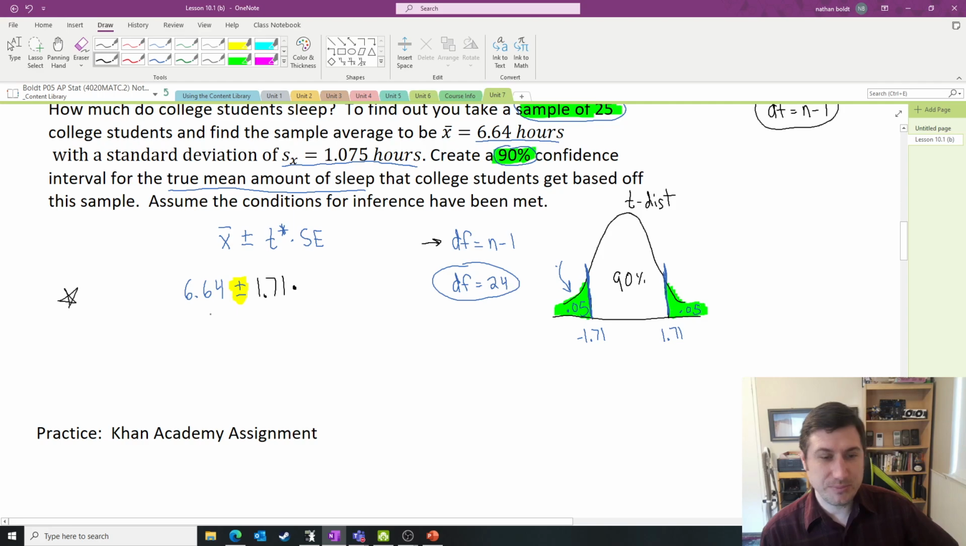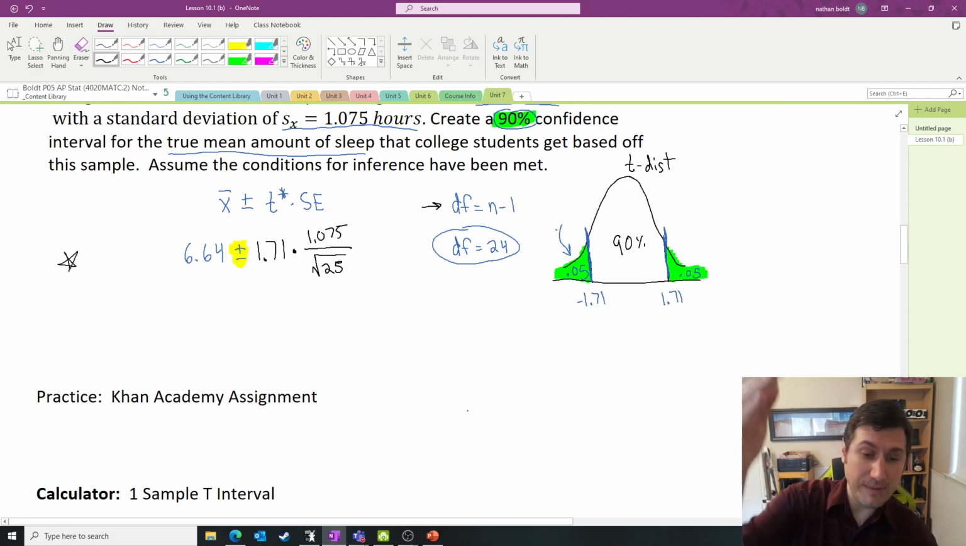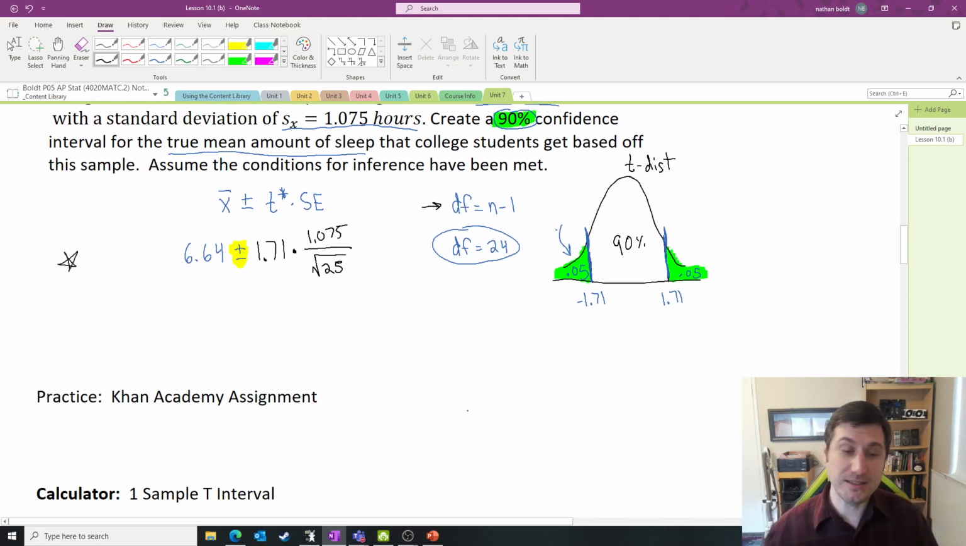So we have x bar 6.64 plus or minus 1.71 times the standard error. So the standard error is the standard deviation, 1.075 divided by the square root of the sample size, 25. Again, if you don't have that formula memorized, go to the AP Statistics formula sheet and you will find the standard error formula there. But we've used that in the past, right?